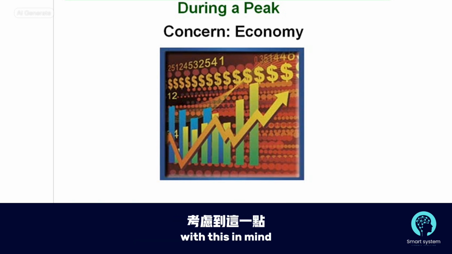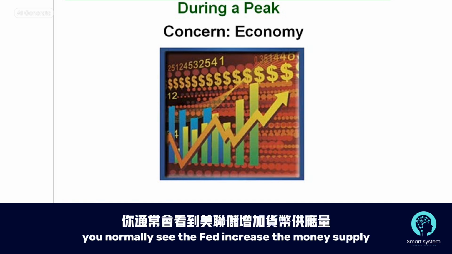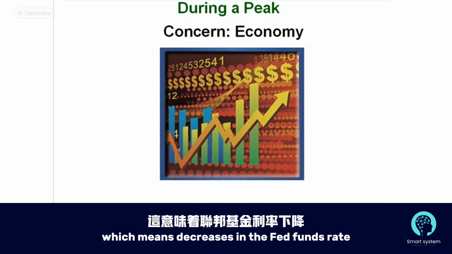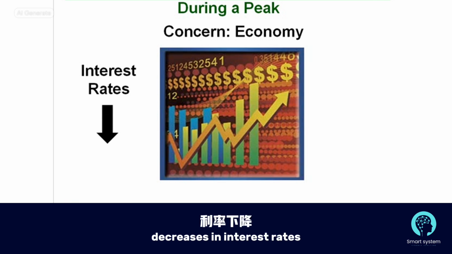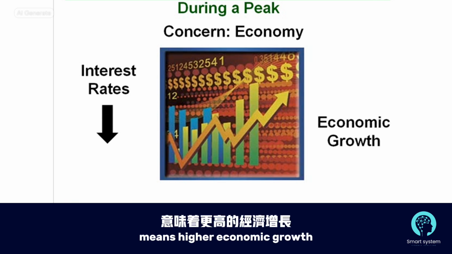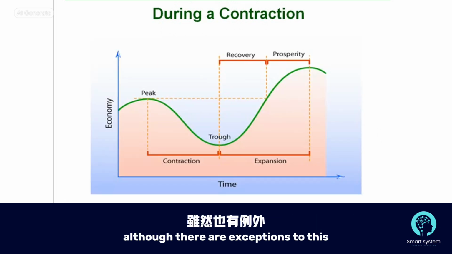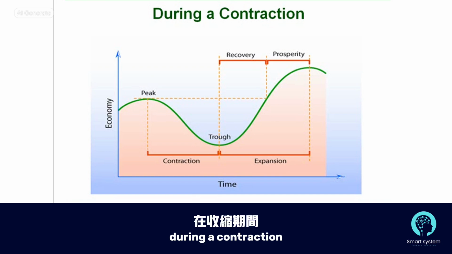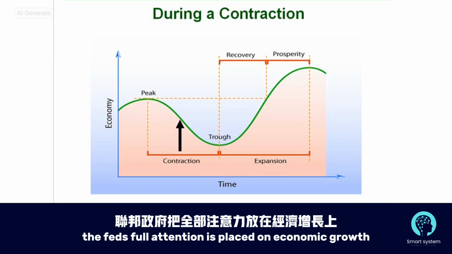With this in mind, during a potential peak in the business cycle, you normally see the Fed increase the money supply to try and bolster demand, which means decreases in the Fed funds rate. As we've learned in previous lessons, decreases in interest rates mean higher economic growth, which means stock market rallies, all else being equal. Although there are exceptions to this, which we learned about in our lesson on fiscal policy, during a contraction, price stability is not normally a concern, and therefore, the Fed's full attention is placed on economic growth.